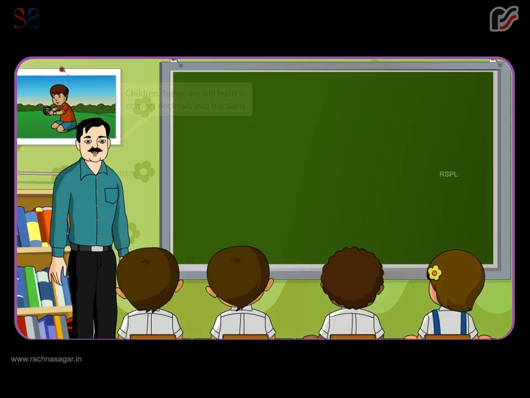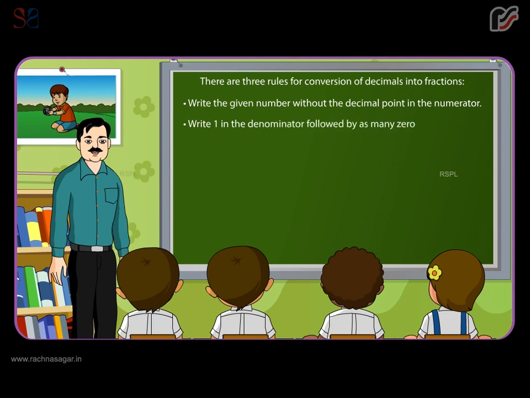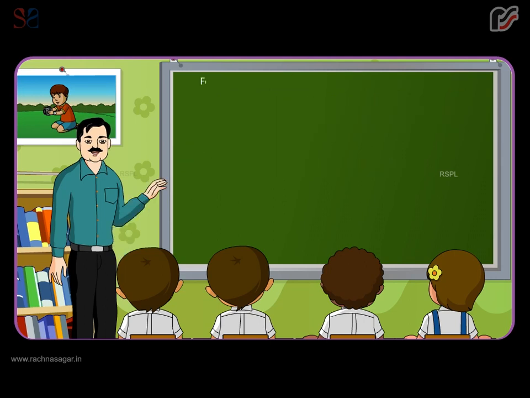Conversion. Children, today we will learn to convert decimals into fractions. There are 3 rules of conversion of decimals into fractions. Write the given number without the decimal point in the numerator. Write 1 in the denominator, followed by as many zeros as the decimal places. Then write the resulting fraction in the lowest form. For example, 1.5 is equal to 15 by 10 is equal to 3 by 2.